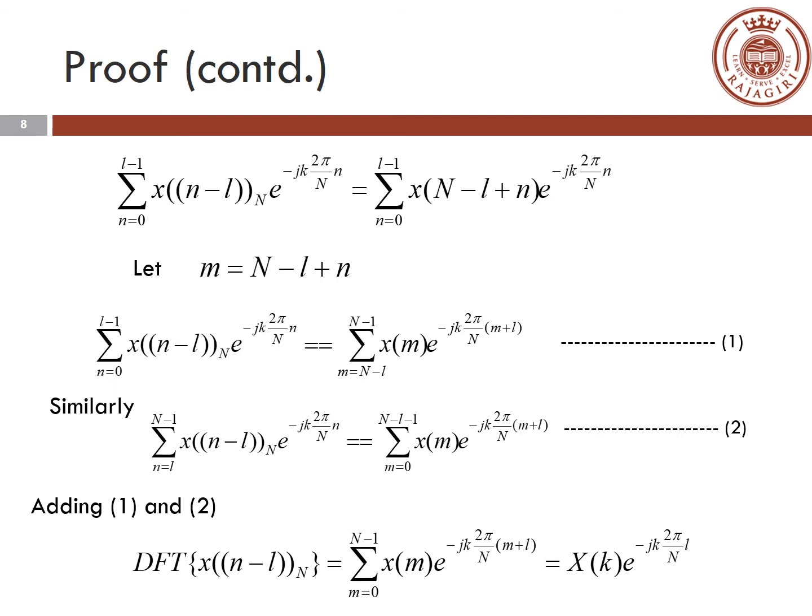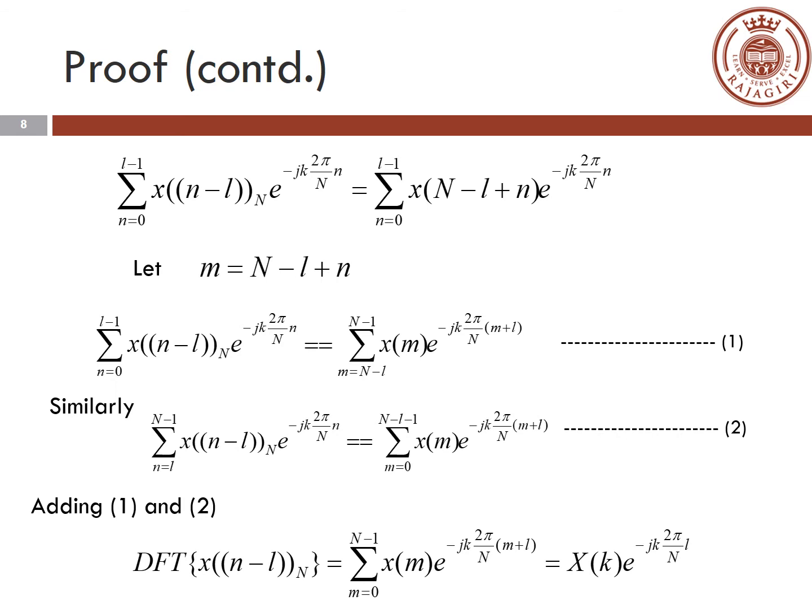You can see that here m is from 0 to N minus L minus 1. Here it is from N minus L to N minus 1. So combining these two, because whatever is inside the summation is the same, I can write it as m is equal to 0 to N minus 1 x of m e raised to minus jk 2 pi by N into m plus L.